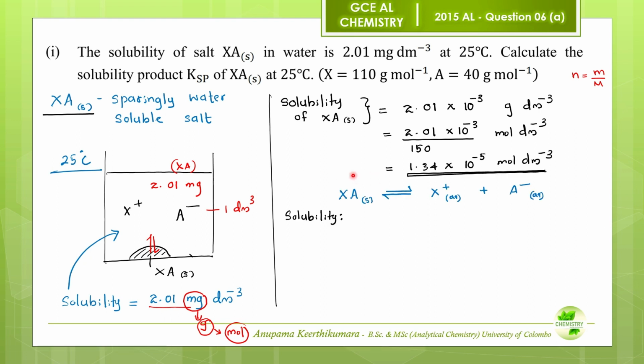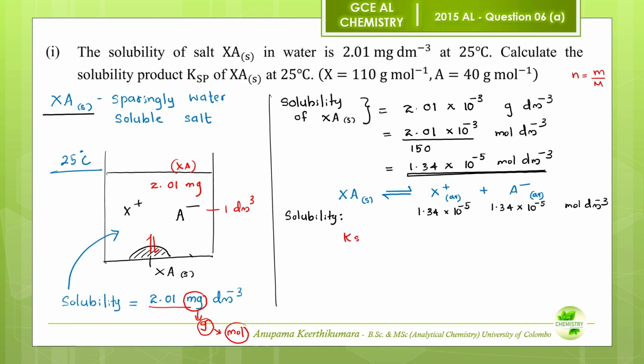This is the equilibrium when solid XA is in equilibrium with its ions. Now we have calculated the solubility of the salt XA. Therefore, the solubility of X plus ions is also 1.34 times 10 to the negative 5, and the solubility of A minus is also 1.34 times 10 to the power negative 5 moles per cubic decimeter. Next we will write the Ksp expression.